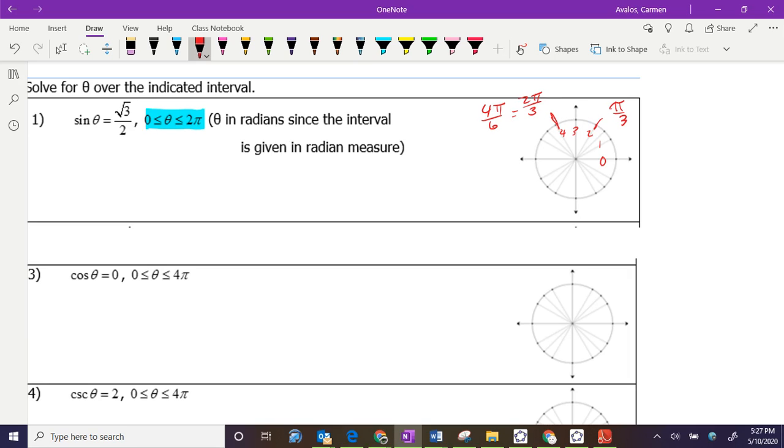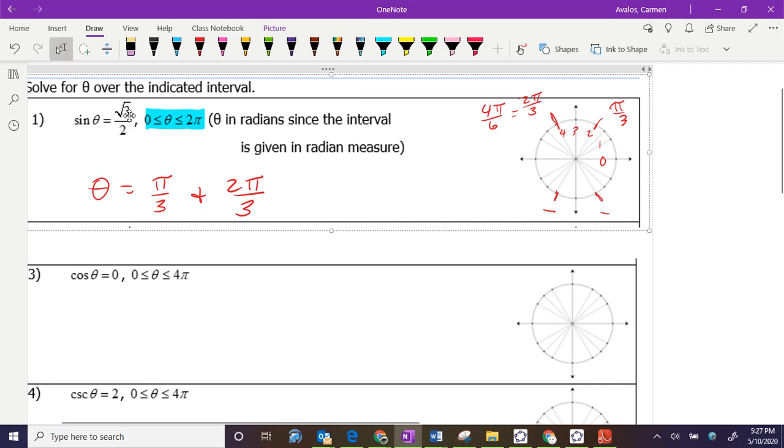For all angles between 0 and 2 pi, the trig ratio for the 60 degree angles in the other two quadrants is negative, so those can't be it. So theta can only be pi over 3 or 2 pi over 3, and that will make the trig ratio the square root of 3 over 2. Whether I do the sine of pi over 3 or the sine of 2 pi over 3, I'm still going to get the square root of 3 over 2. And that's how you solve it.